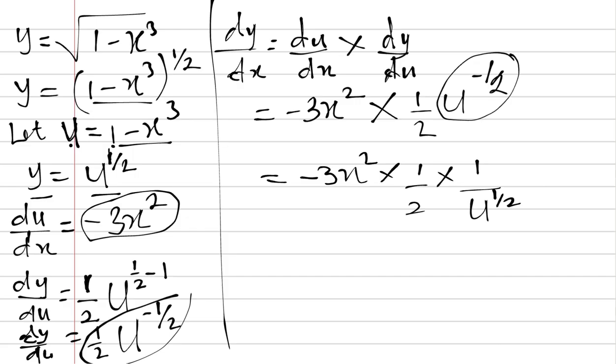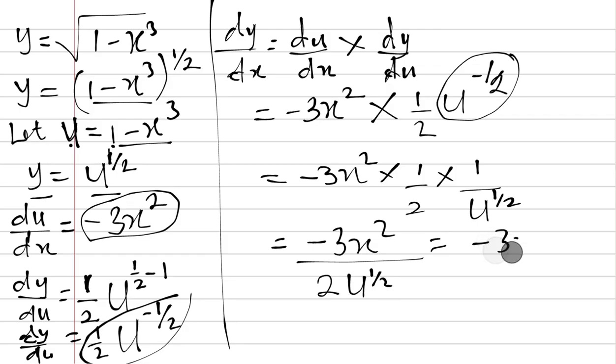Alright, so that will now give us what? Minus 3x squared over, because everything times 1 is the same thing, over what? Over 2 u raised to power what? Half. And you know that half is the same thing as square root. So this is minus 3x squared over 2 square root of u. And what is your u? Your u is 1 minus x squared. Are you seeing that now?